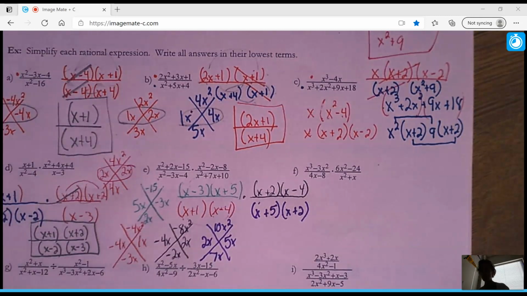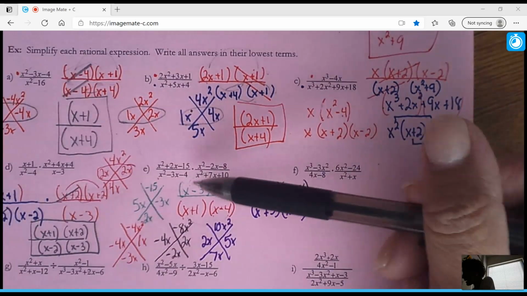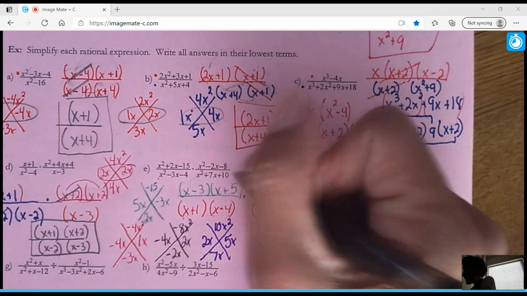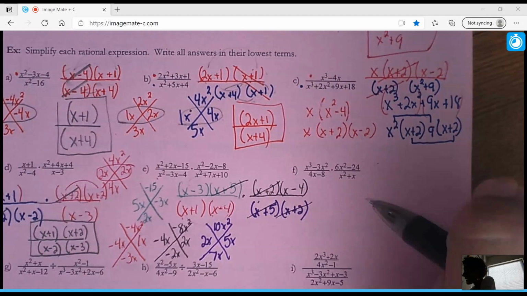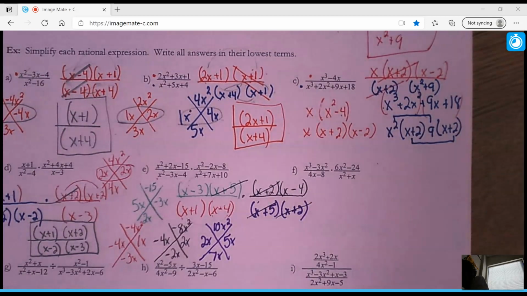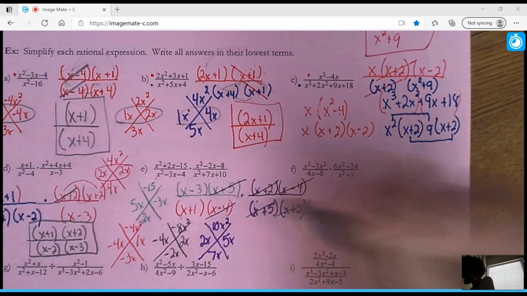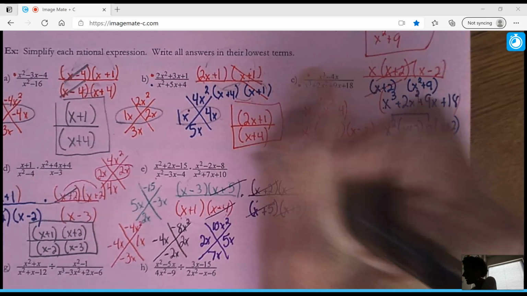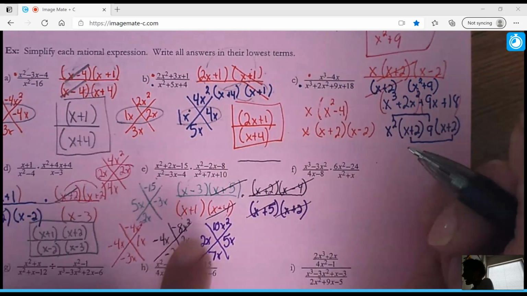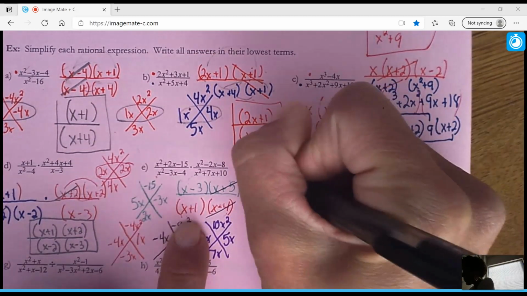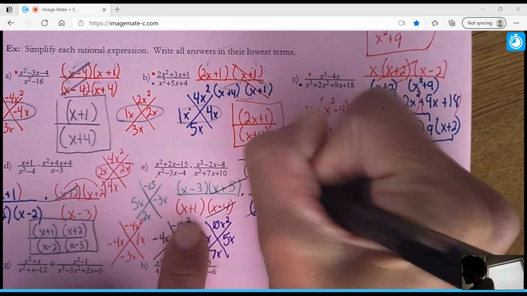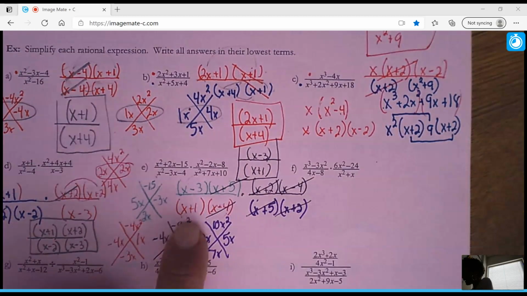So now we're going to look and see what can we cancel from our numerator and our denominator. All right, so I'm not seeing an x minus 3 that's common, but I do see x plus 5. I see an x plus 2, and I see an x minus 4. So when I'm done, again, not a lot of room to write in here, I'm left with an x minus 3 in the numerator and an x plus 1 in the denominator. So there is my final answer for E.